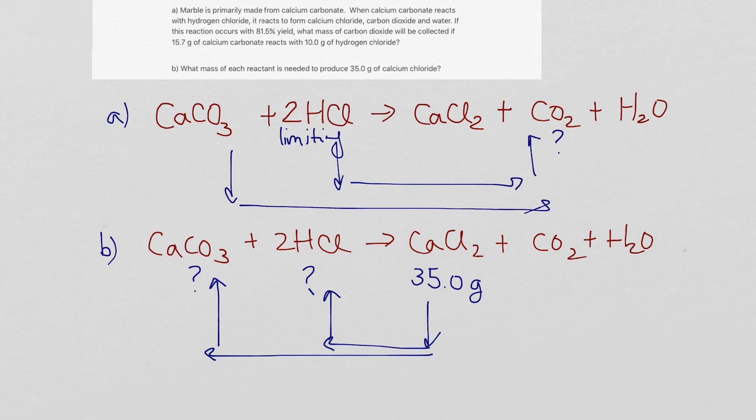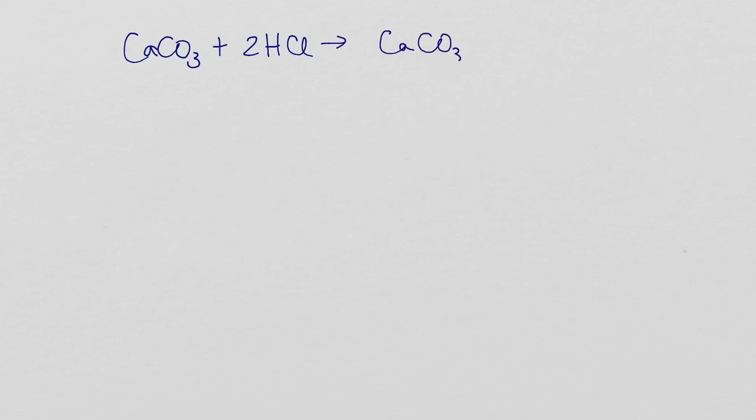So stoichiometry can go back and forth. Stoichiometry can be used to calculate the amount of product that's being formed. Stoichiometry can also be used to calculate the amount of reactant that's required if you know how much of the product you want to make. So here is our equation again.